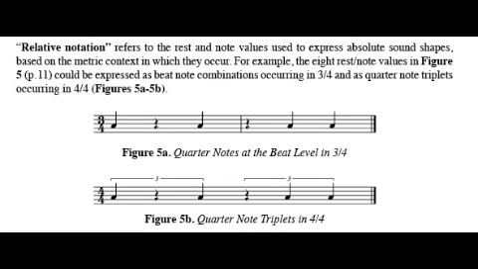When we take those same patterns and place them in the context of 3/4, or as triplets in the context of 4/4, what we have is the identical sounding pattern simply written differently based on the beat note context in which it occurs, hence the term relative notation.